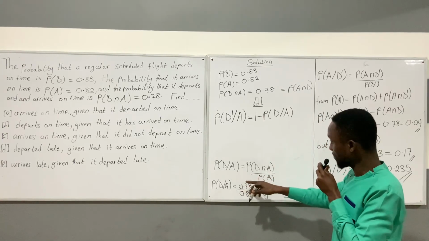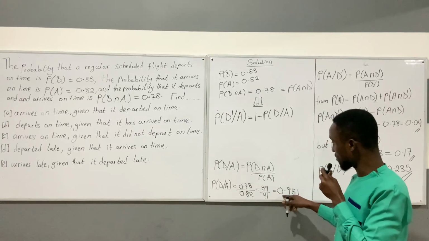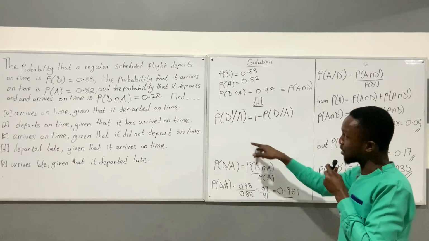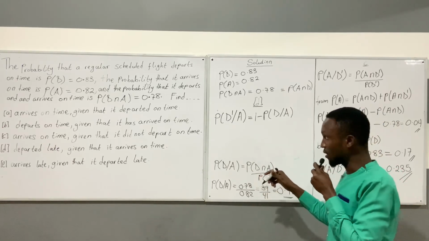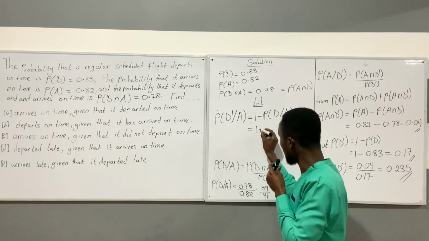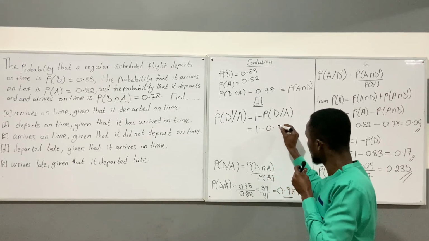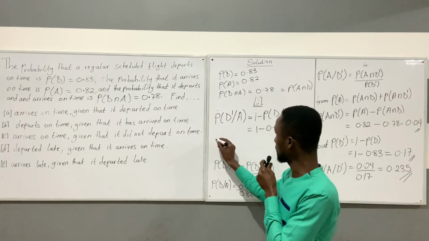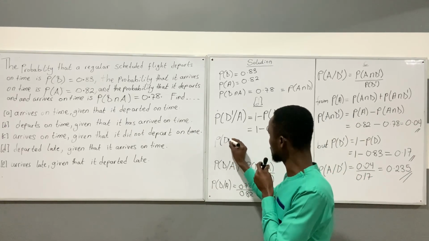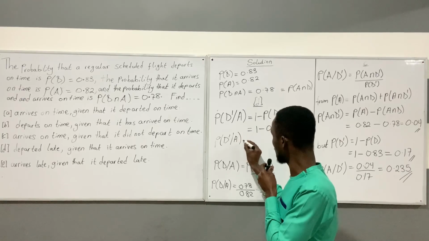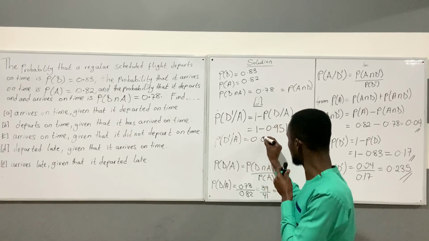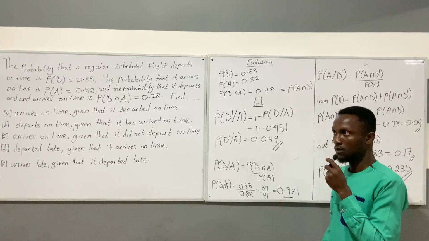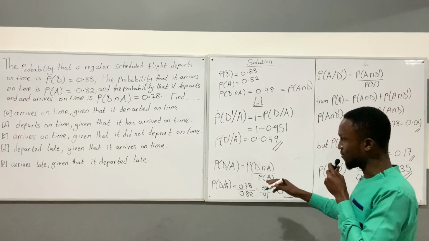We already know the solution for this, which is giving us what? This. We got 0.951. So I can just subtract this from 1 to solve for this. Okay, so this is giving us 1 minus 0.951. So P of D complement given A is giving us 0.049. Okay, now let's move on to the last question.